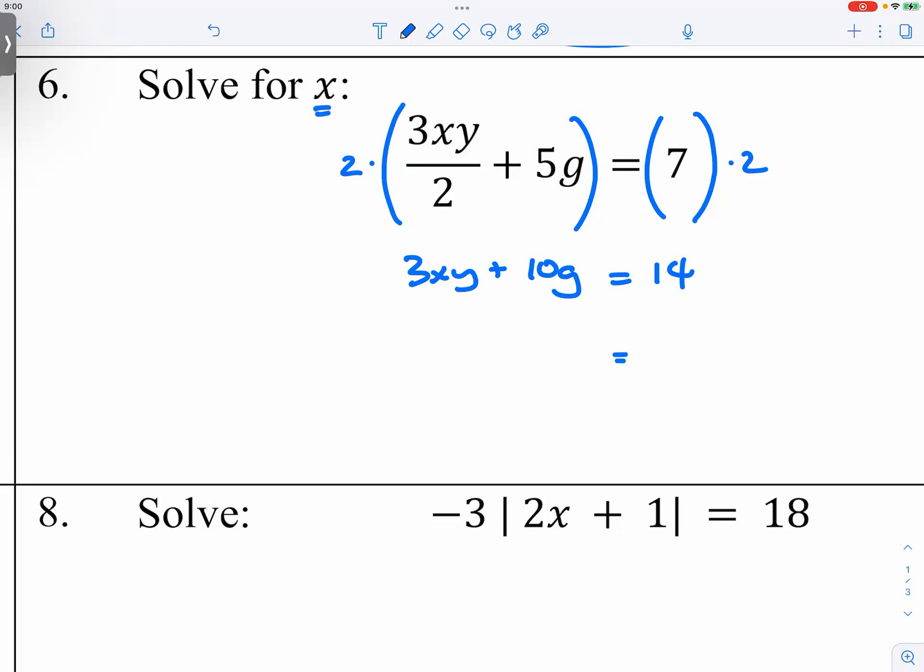And what's our job? Our job is to get x by itself. Now, this is another thing. Some students don't even know what they're being asked to do. You are trying to solve for x. What does it mean? Get x by itself. So eventually you will have something like x equals something. So now your primary focus is how can you get this little x by itself? Well, you get rid of things one by one. What do you want to get rid of first? The 3y or the 10g? The 10g is correct.